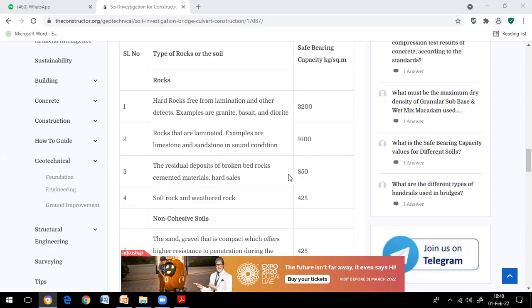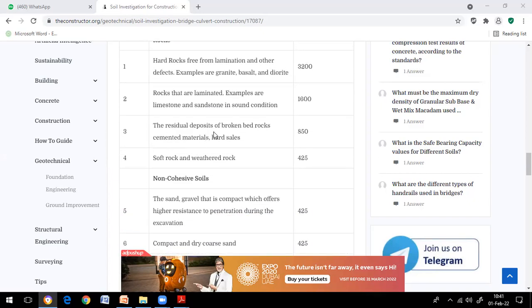These are very important even for competitive exams. They will give the type of rock or type of soil as an example and ask you the safe bearing capacity values. First priority we give to granite, basalt, and next limestone and sandstone. Next is the residual deposits of broken bedrocks like cemented materials, hard shales, etc., which have 850 kg per square meter. Soft rock and weathered rock have 425 kg per square meter. So these are related to rocks.